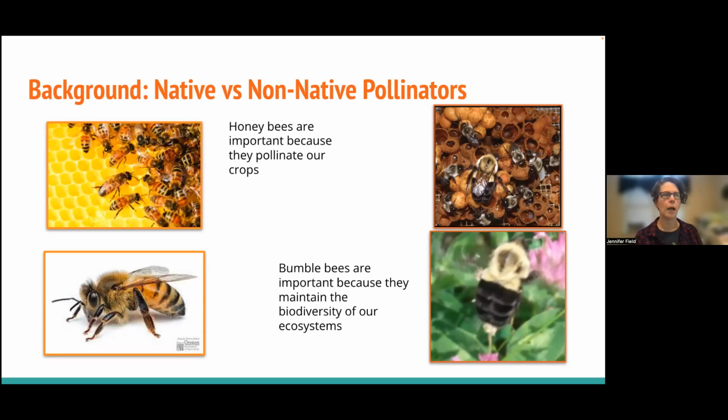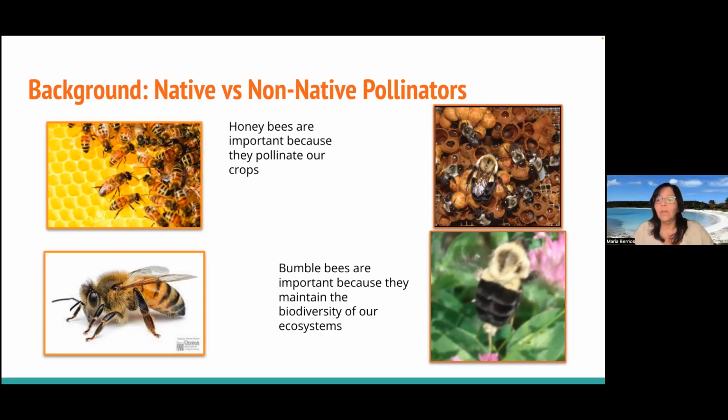But honeybees are non-native pollinators, and so they're extremely important because they pollinate the crops that we eat. Bumblebees, which is what we have focused on in this part of the curriculum, are extremely important because they are native pollinators and they maintain the biodiversity of our ecosystem. So they have slightly different roles, but both are very important.